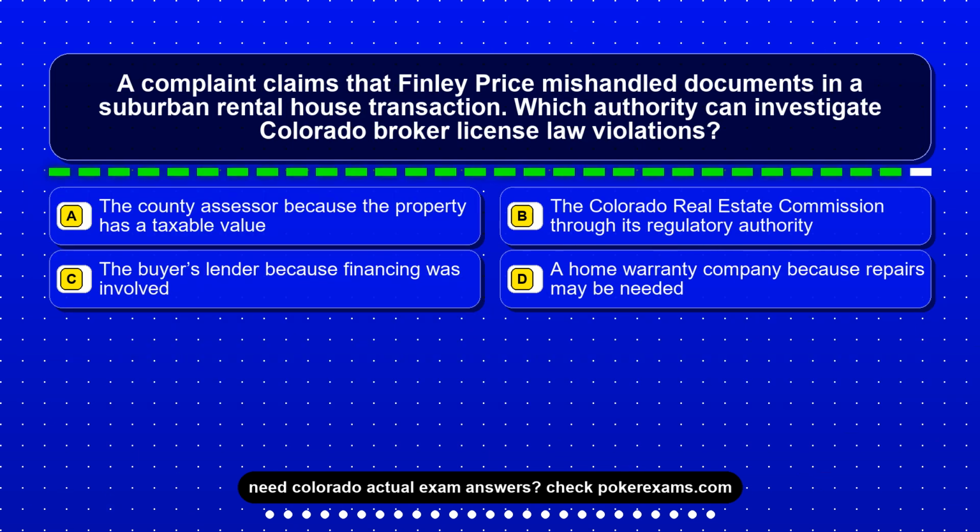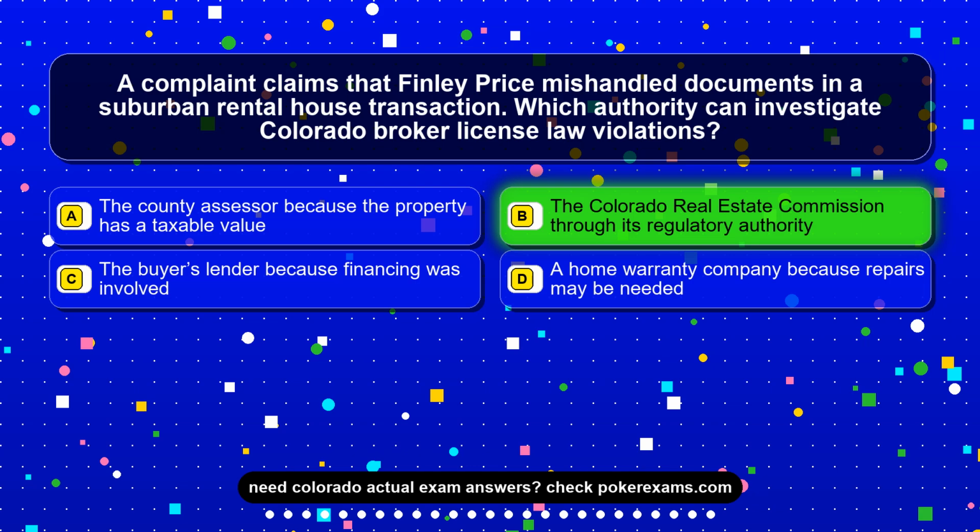Question 3. A complaint claims that Finley Price mishandled documents in a suburban rental house transaction. Which authority can investigate Colorado broker license law violations? Option A. The county assessor because the property has a taxable value. Option B. The Colorado Real Estate Commission through its regulatory authority. Option C. The buyer's lender because financing was involved. Option D. A home warranty company because repairs may be needed.